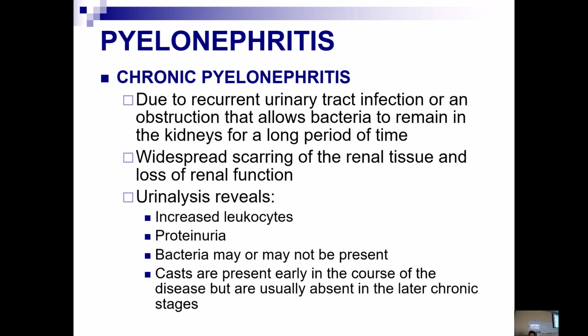Chronic pyelonephritis is due to recurrent urinary tract infections or an obstruction that allows bacteria to remain in the kidneys for long periods of time. When you get chronic pyelonephritis, you're going to have scarring of the renal tissues and loss of renal function. And the urinalysis is going to have increased leukocytes, proteinuria. Bacteria may or may not be present. It kind of comes and goes when you get this chronic pyelonephritis. But you will start seeing casts early in the course of the disease. But then later, they're going to be more absent in the more chronic stages.